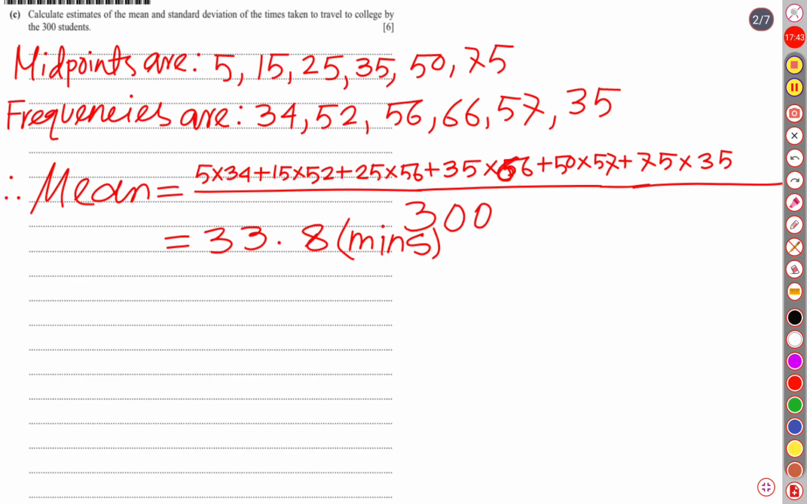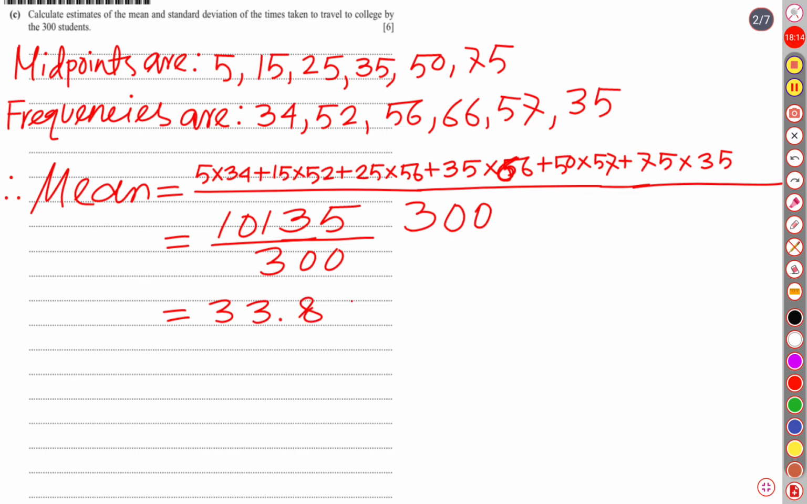Well, I think this direct answer should not be written. Let me write it in fraction first, for a more accurate answer, in simplest form: the numerator is 10135 over 300 in common fraction. Then finally we can write our mean value is 33.8 minutes, because if we require this information later on, we will have to write the exact value.